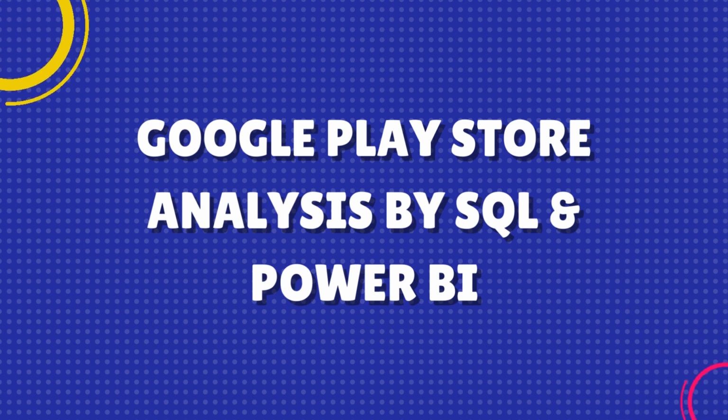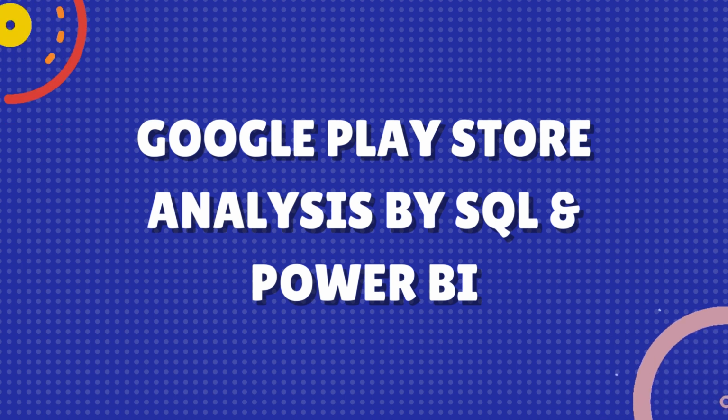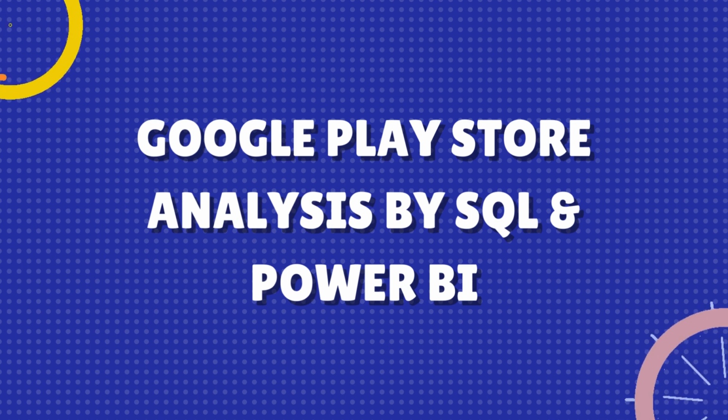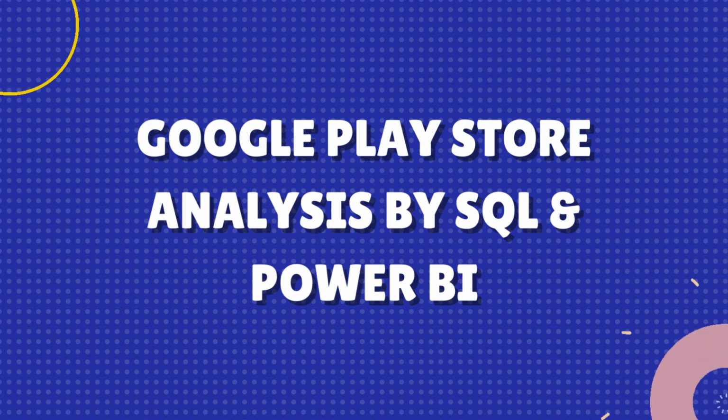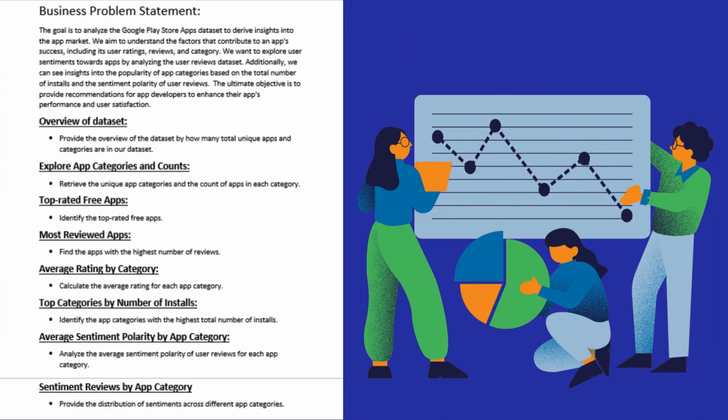In our Google Play Store analysis, we have two tables in our dataset. First is the Google Play Store analysis, and the second is the Google Play Store user reviews. In the Google Play Store analysis, we have categories, apps, their rating, reviews, and much more. And in the user reviews, we have sentiment, apps, sentiment polarity, and sentiment subjectivity in our second table. So let's have a look at the business problem of our Google Play Store analysis dataset.